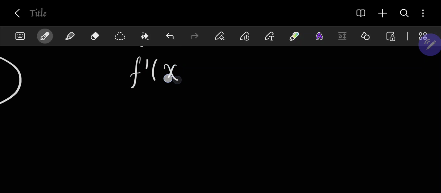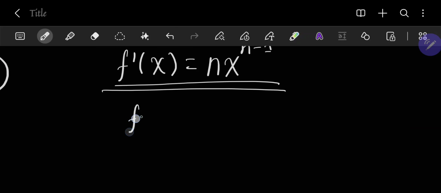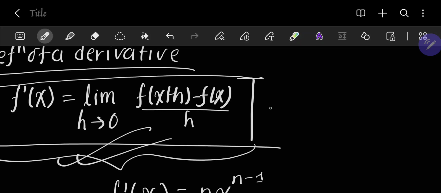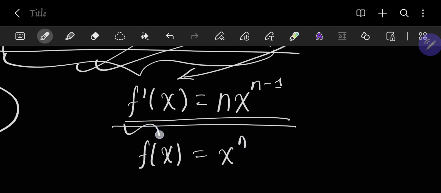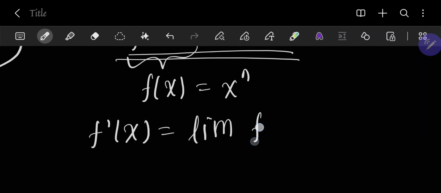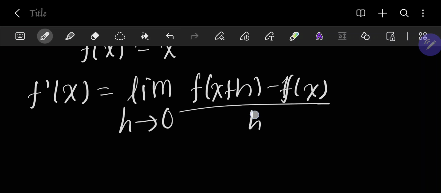So we have that f dash of x is equal to nx to the power of n minus 1. This is what we need to derive. And we have f of x is equal to x power n. So we will be using this formal definition, or this definition that we have stated will be important in order to derive this term over here. So using that definition, we can say that f dash of x is equal to limit of f of x plus h minus f of x over h as h approaches 0.